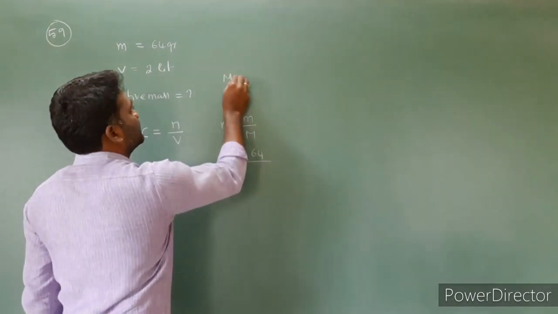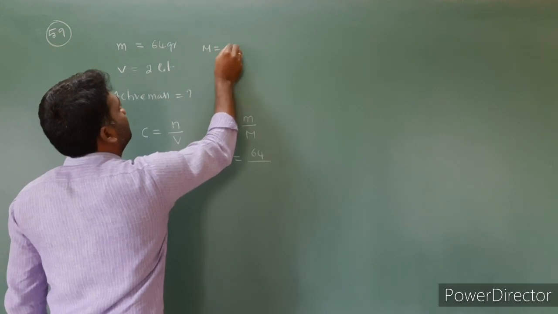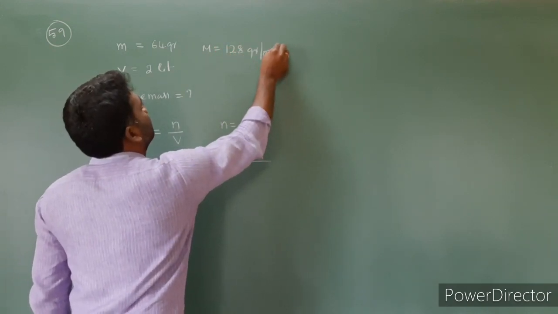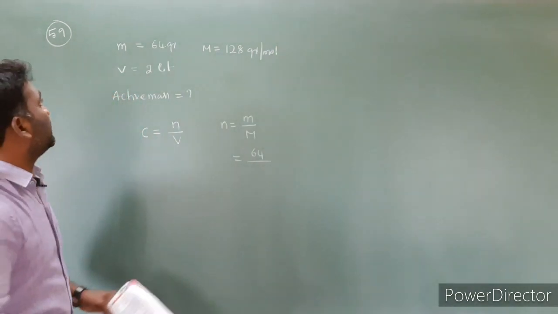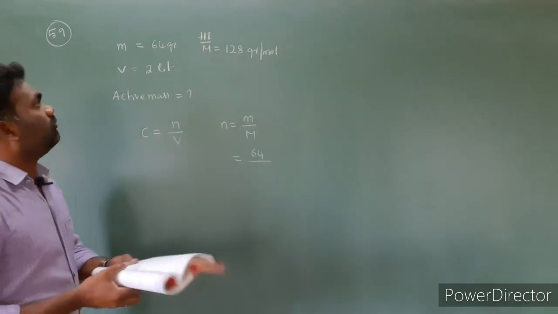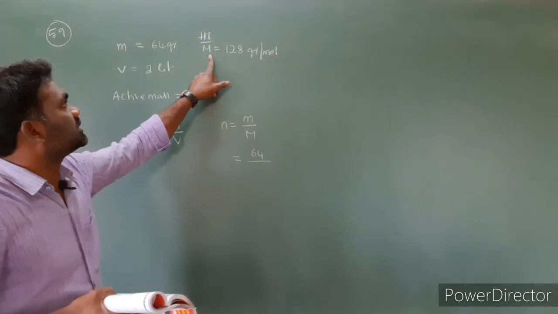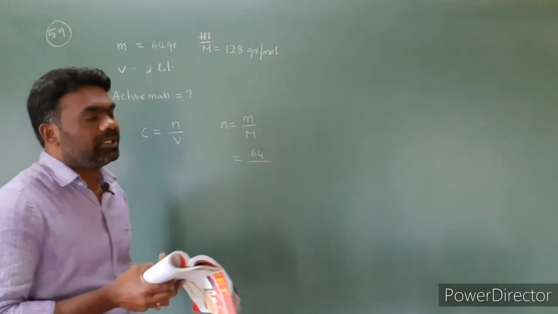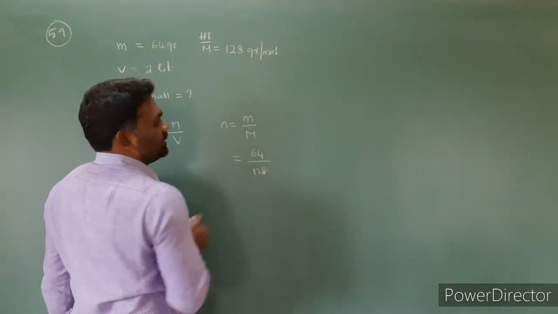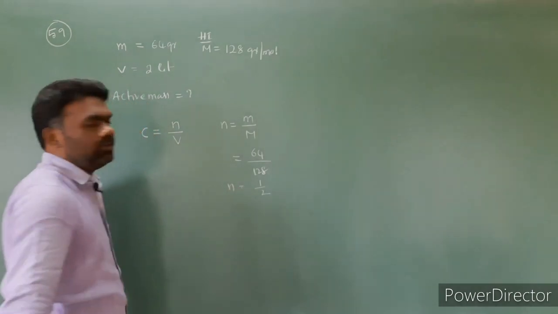Molar mass of HI is equal to 128 gram per mole. Here iodine is 127, hydrogen is 1, so 127 plus 1 is 128. The molar mass of HI is equal to 128 gram per mole. Then 64 by 128 gives 1 by 2. So the number of moles is equal to 1 by 2.